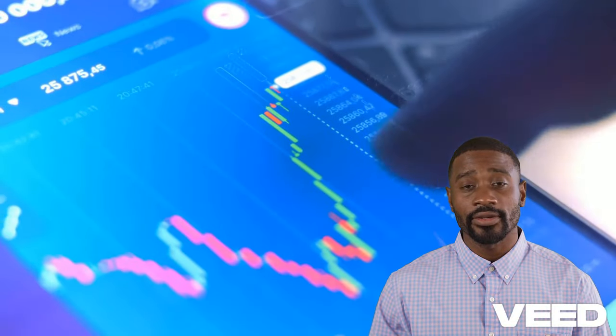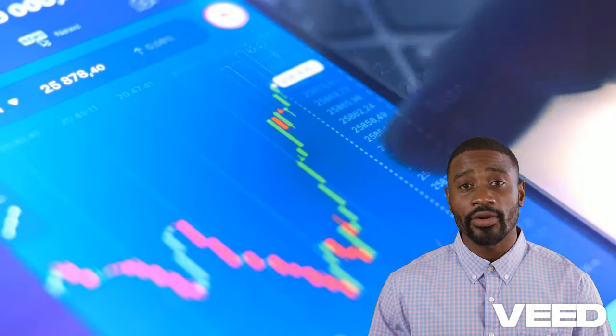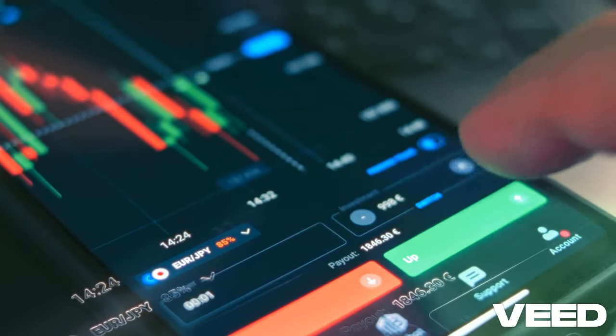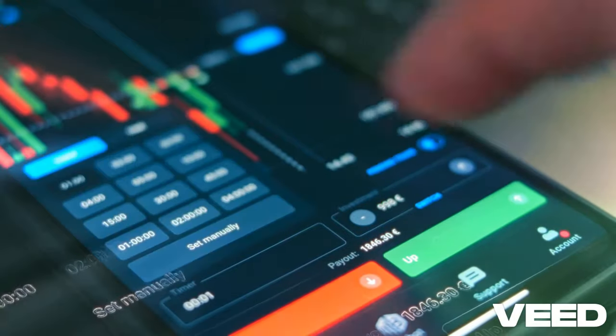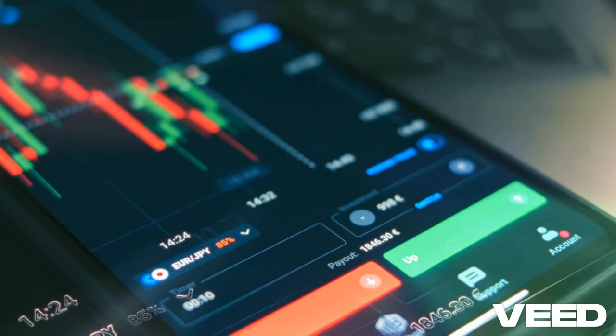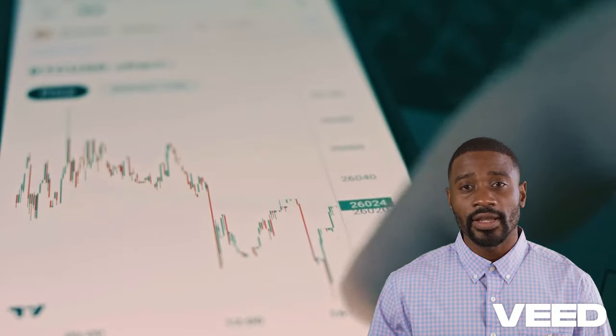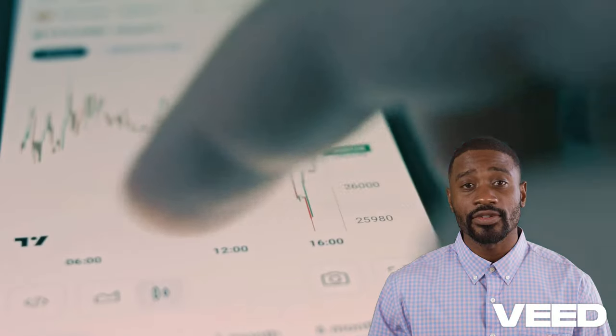Adapt to market conditions. Different indicators work better in different market conditions. For example, the MACD may work better in trending markets, while the RSI might be more useful in sideways markets. Remember, indicators are tools to aid your decision making, but it's important to understand market fundamentals and practice risk management.